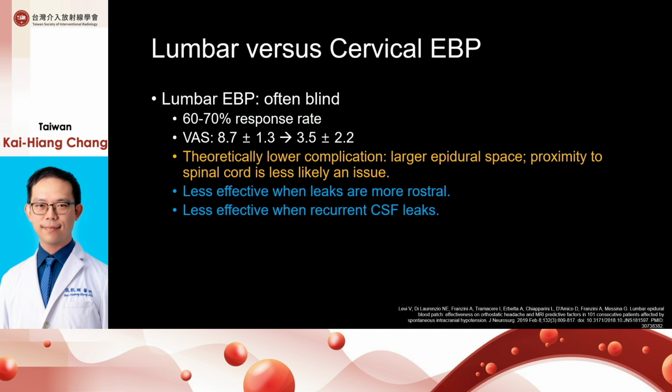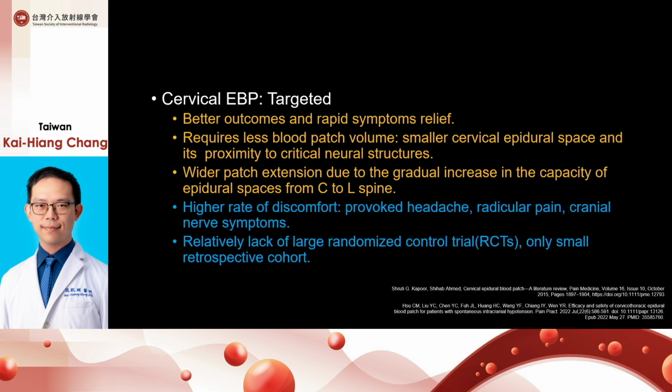Lumbar versus cervical EBP. The lumbar EBP, so why cervical? Lumbar EBP is often performed blindly with a reported success rate between 60 to 70%, and pain score reduction from 8.7 to 3.5. The advantage of lumbar EBP is theoretically lower complications with a larger epidural space, and the proximity to the spinal cord is less likely an issue. But the disadvantage is it's less effective when the leaks are more rostral and multi-level, and when the CSF leak is recurrent.